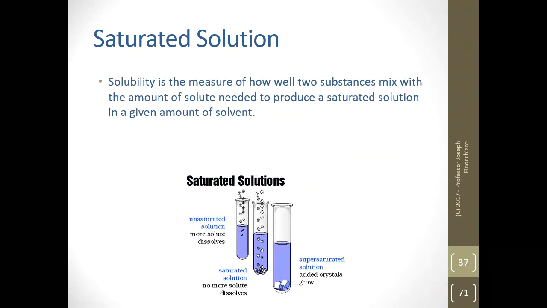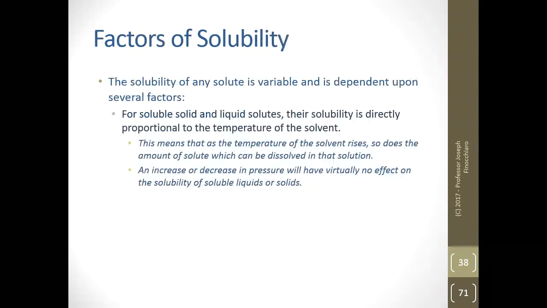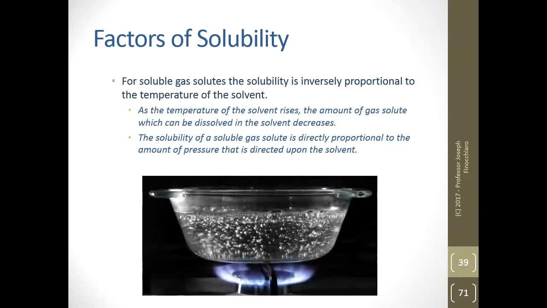Solubility is the measure of how well those two substances mix with each other to produce that saturated solution. Solubility is variable. It's dependent on a bunch of factors. For soluble solids and liquid solutes, their solubility is directly proportional to the temperature of the solvent. Translated, as temperature goes up, so does the amount of solute which can be dissolved. An increase or decrease in pressure has little to no effect on the solubility of soluble liquids or solids. If you put stuff under pressure, it's not going to mix any better.